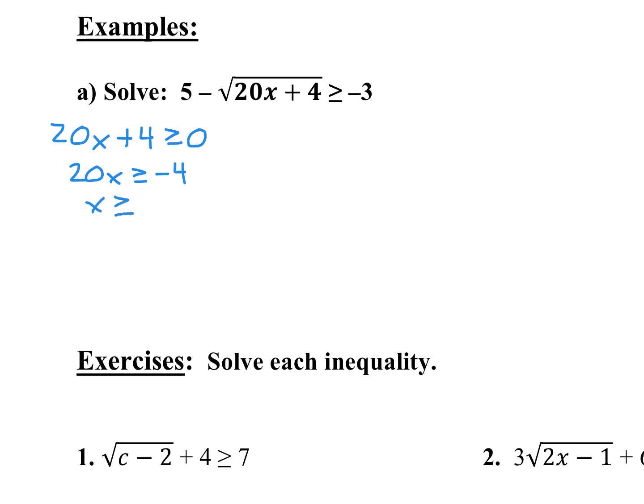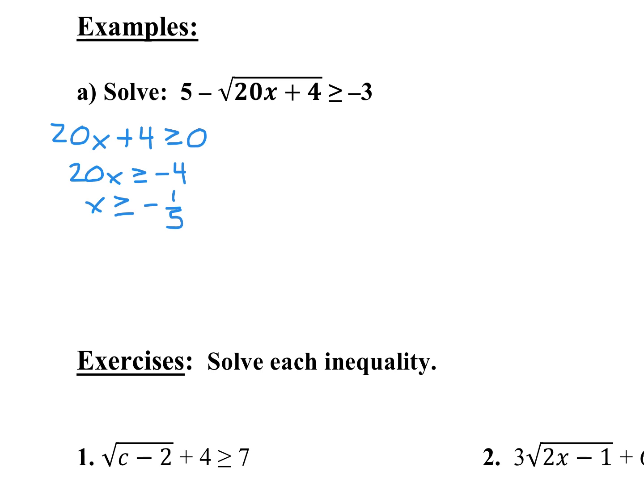Right, negative 4 divided by 20 is negative 1/5. All right, so we know that no matter what answer we get, it has to agree with the statement that we have that x is greater than or equal to negative 1/5. All right, so now let's go back to the original problem and solve that.